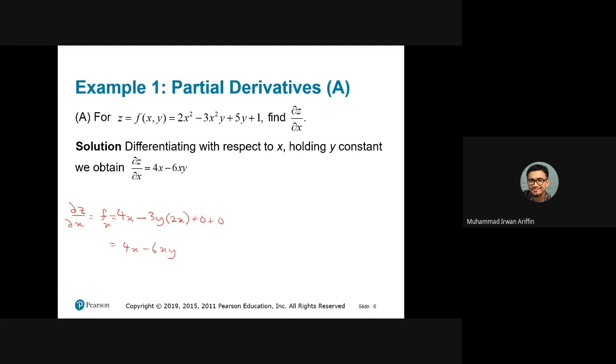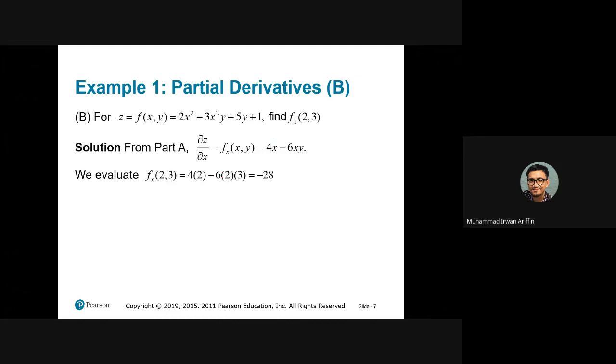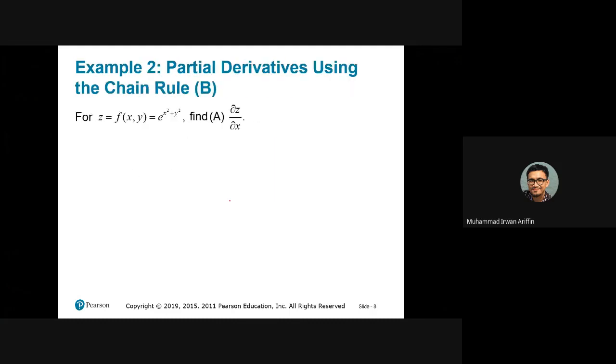Okay, when we are asked to find the partial derivative. Next example, find f sub x at (2, 3), using the same example from part A. So this is what we have solved from the previous slide, 4x minus 6xy. So what we need to do next is simply to substitute x and y with 2 and 3, as simple as that. So you get negative 28.